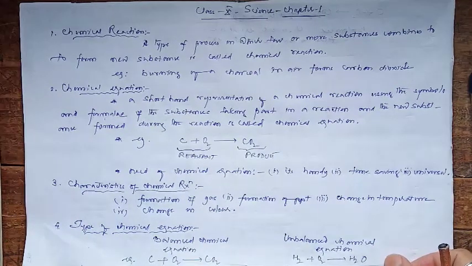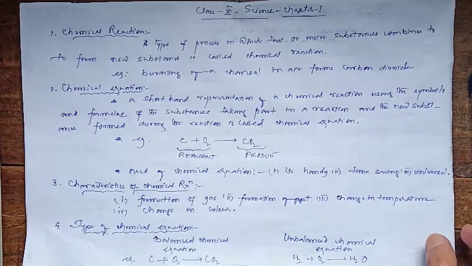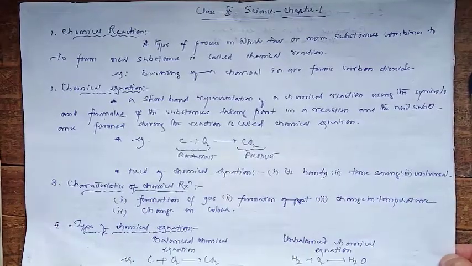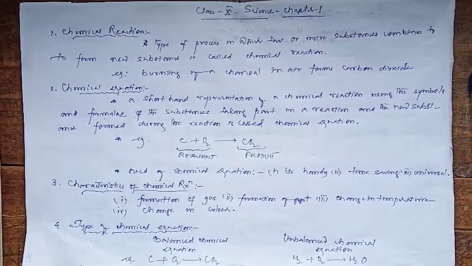Today we will discuss class 10 science chapter 1, chemical reaction and equation. In this chapter we will discuss chemical reaction, chemical equation, characteristics of chemical reaction and types of chemical equations.